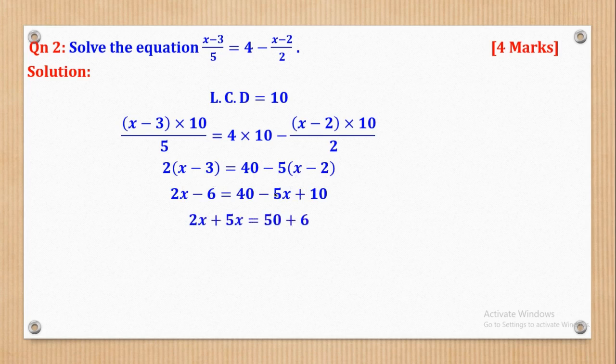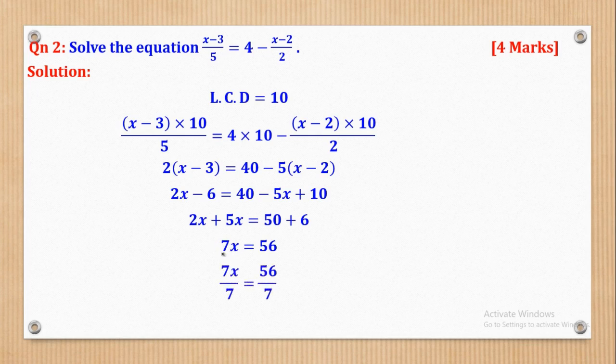Next is collect like terms, so what I'll do, I'll bring this x this side, it was negative, so it becomes positive, that's why there is a plus here. Then I bring this 6 this side. It was negative, so it becomes positive. That's why you say positive here. Next is to simplify. So 2x plus 5x gives me 7x. Then 50 plus 6 gives me 56.